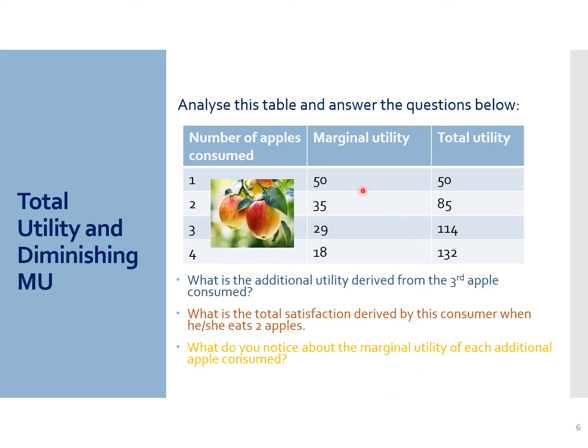Well, if we look here, 50, 35, 29, 18, what do we see? That marginal utility is definitely decreasing. And that is our diminishing marginal utility. All right, moving on.